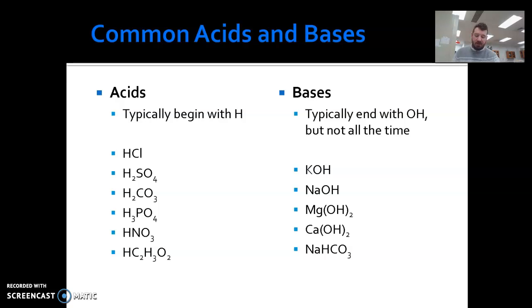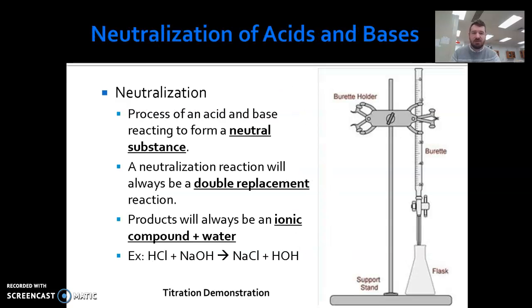Alrighty. And then last thing we have here are neutralization reactions, or neutralizing acids and bases, and this is something that chemistry teachers do every year to dispose of that acid waste container. So the process of an acid and a base reacting to form a neutral substance is called neutralization. Right? And neutralization reactions will always occur similarly to a double replacement reaction. So your products will always be an ionic compound and water.